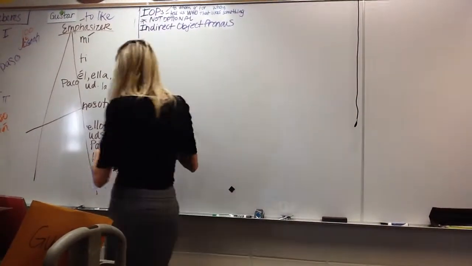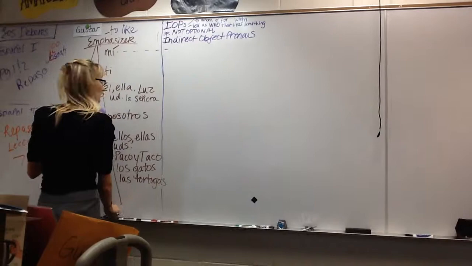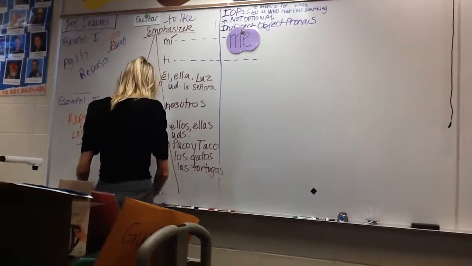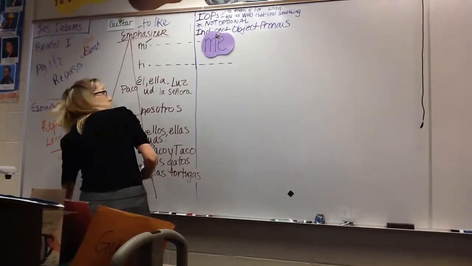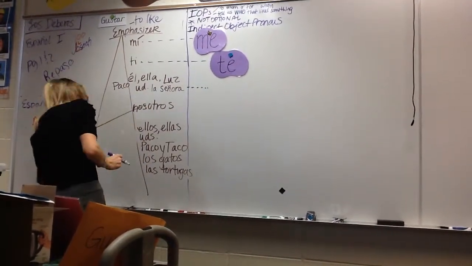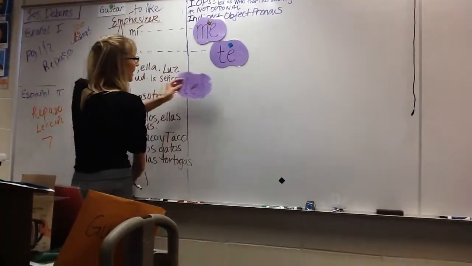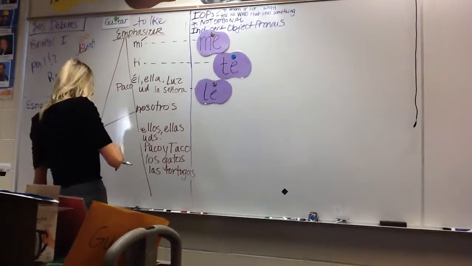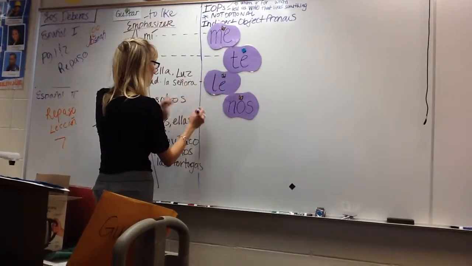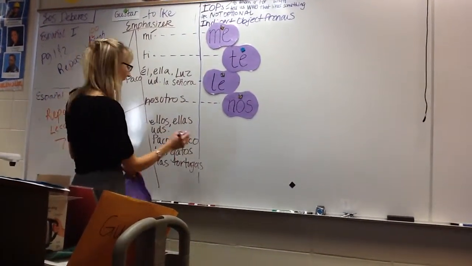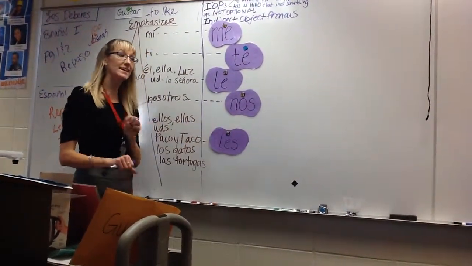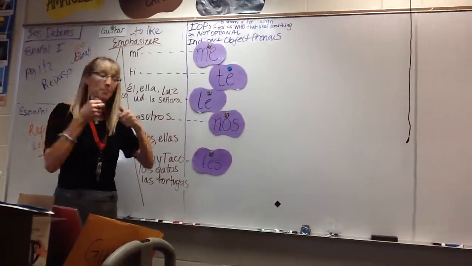Okay? All right. So we have a mí: me. A ti: te. A él, a ella, a usted, a la señora, a Luz: le. Muy bien, le. A nosotros: nos. A ellos, a ellas, a ustedes, a los gatos, a las tortugas, a los estudiantes: les. Bien, ¿todo bien? Sí. Okay.